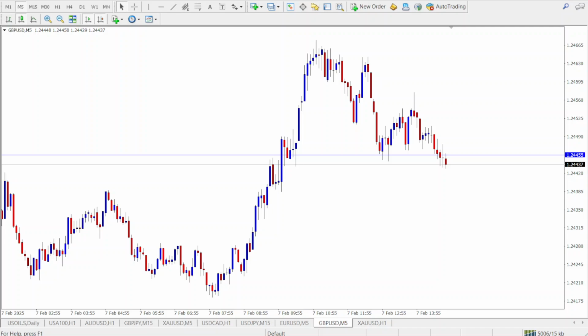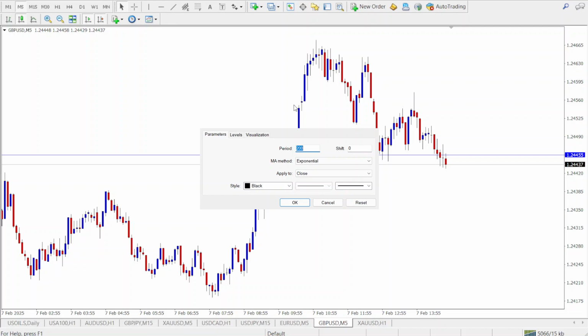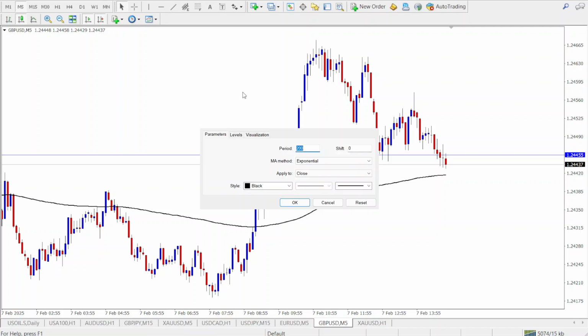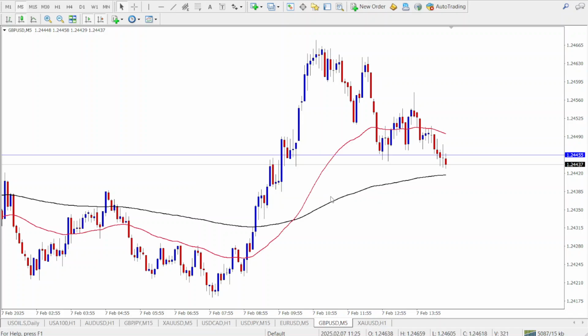When it comes to scalping, using the right indicators and tools can make a big difference. Here are some of the most effective indicators to use. The first we're going to be looking at is the moving averages. We're going to be using the 200 EMA and the 50 EMA. This is one of the common combinations.